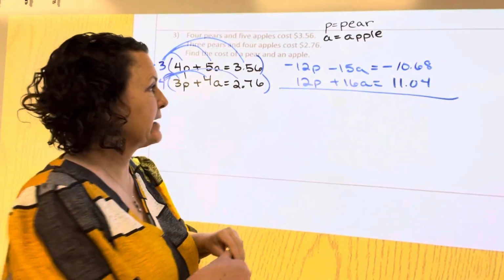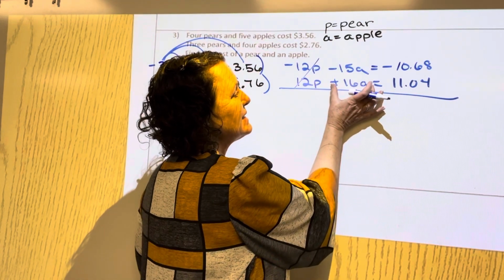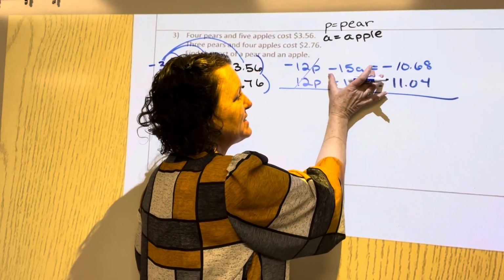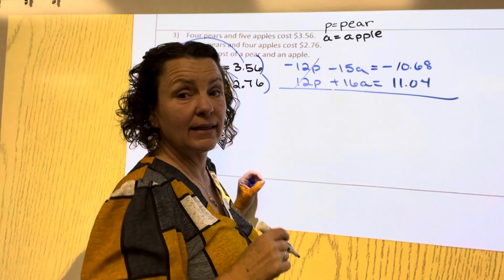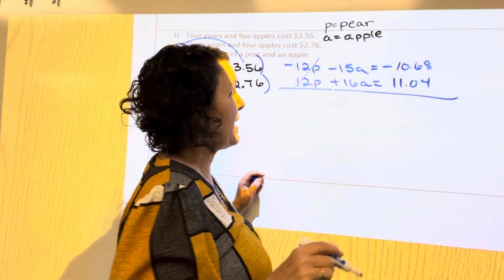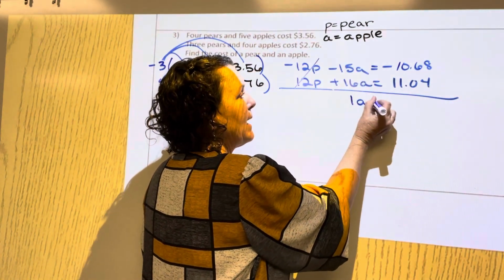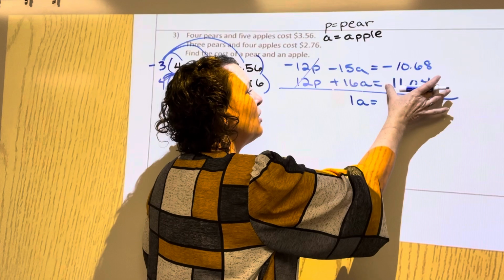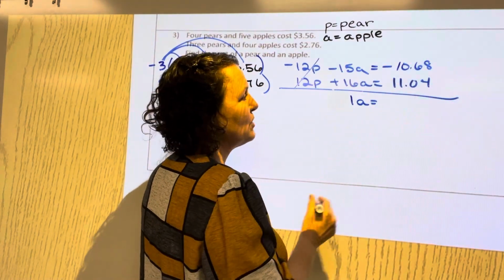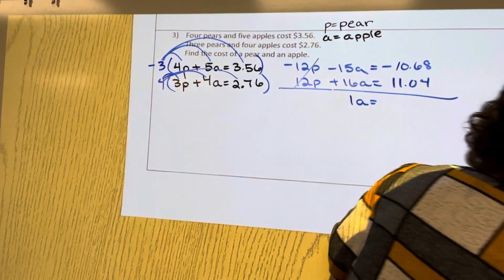Here it is. Let's cancel it right away. Boom. Let's add going down. If you had 16 apples and you ate 15 of them, that's kind of crazy. That's a lot of apples. But if you had 16 apples and you ate 15, you would have 1 single apple left over. And $11.04 take away $10.68 is 36 cents.